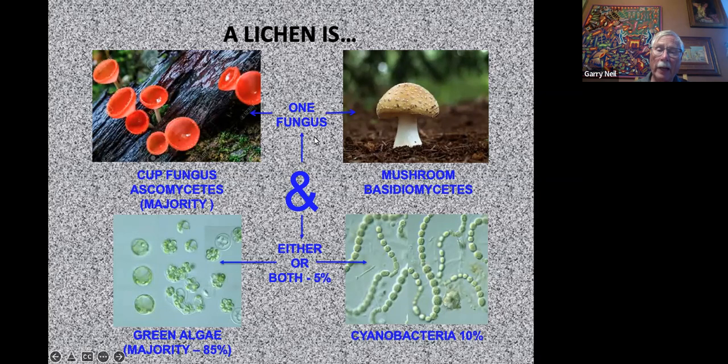The other thing that a lichen has, besides the fungus, is either an algae, a cyanobacterium, or in some cases, both. And we'll explain more about how that can happen as we go along. But again, therefore, a lichen is a fungus and an algae or cyanobacterium.